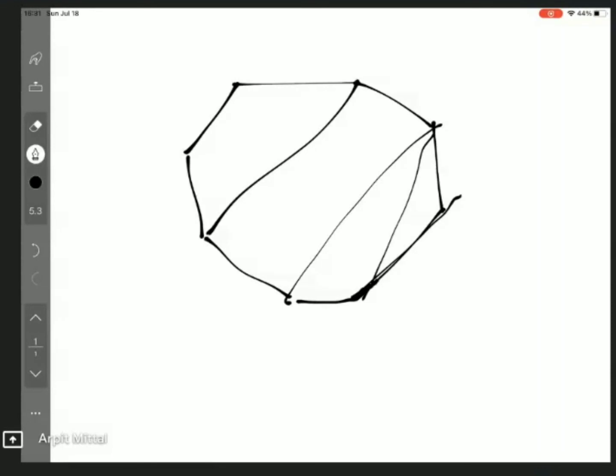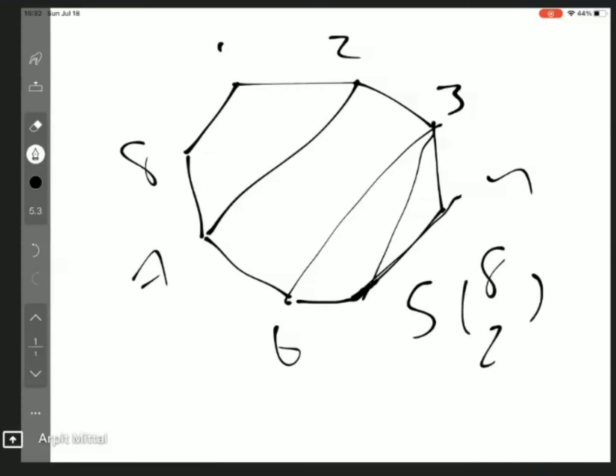Okay. So how many diagonals are there? First, we have 8 points on the octagon: 1, 2, 3, 4, 5, 6, 7, 8 points. So we have 8 choose 2 ways to pick, so there are 8 choose 2 lines we can make because each line is defined by 2 points.